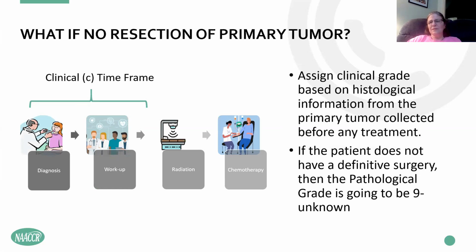So if they had their workup and they decided this patient is not a surgical candidate, or the stage is so extensive that surgery just would not be helpful, they just do chemotherapy and radiation. In other words, they do adjuvant therapy. They don't do neoadjuvant therapy, they just do adjuvant therapy. So that's when you would code your grade pathological as 9.